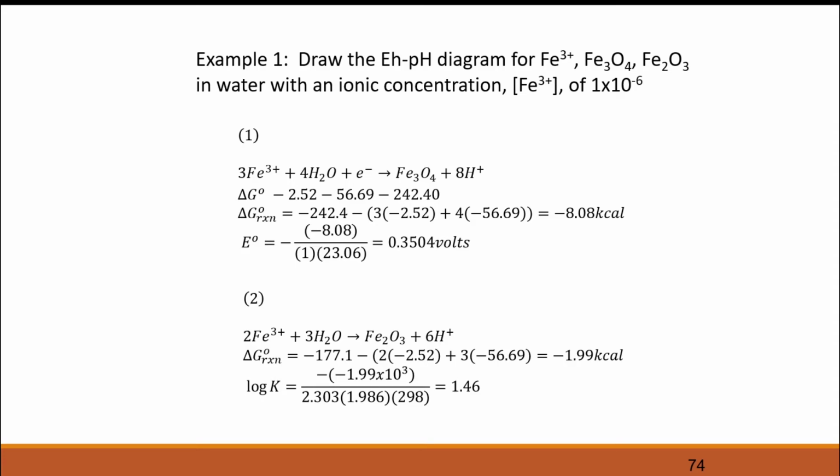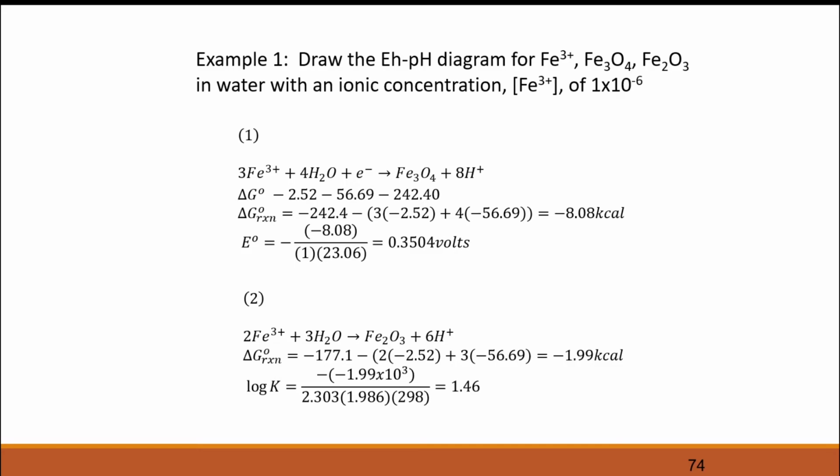So ibig sabihin dito, if i-increase natin yung H plus natin, increasing H plus here means that you are moving to the left of the x-axis, no? Kasi binabawasan mo yung pH mo. So, increasing H plus or moving to the left causes stress on the right-hand side. Therefore, ang mas favored is the reactants, no? Which in this case is Fe3 plus. Okay? So, if that's the case, then Fe3 plus should be the one on the left, tapos Fe2O3 should be the one on the right. Okay?